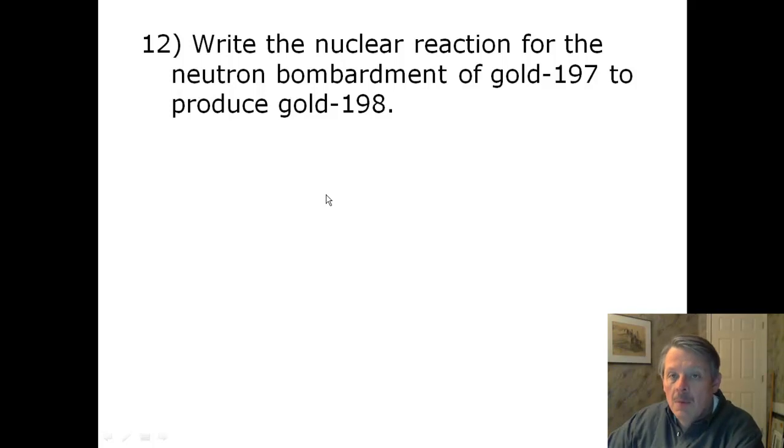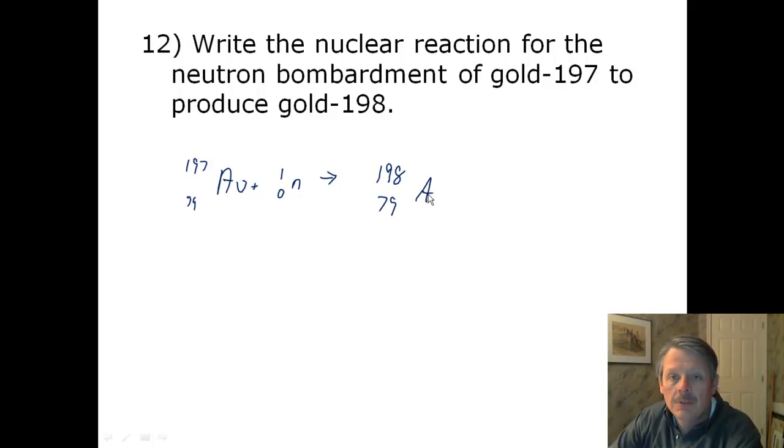Okay, how about neutron bombardment of gold? This looks like a pretty simple one too. Gold is 197, and it's number 79, and we're hitting it with a neutron. Mass of 1, no charge, produces 198, 79, and that is still gold, and that's what we were looking for. So that's real easy. Oops, excuse me, that's Au.